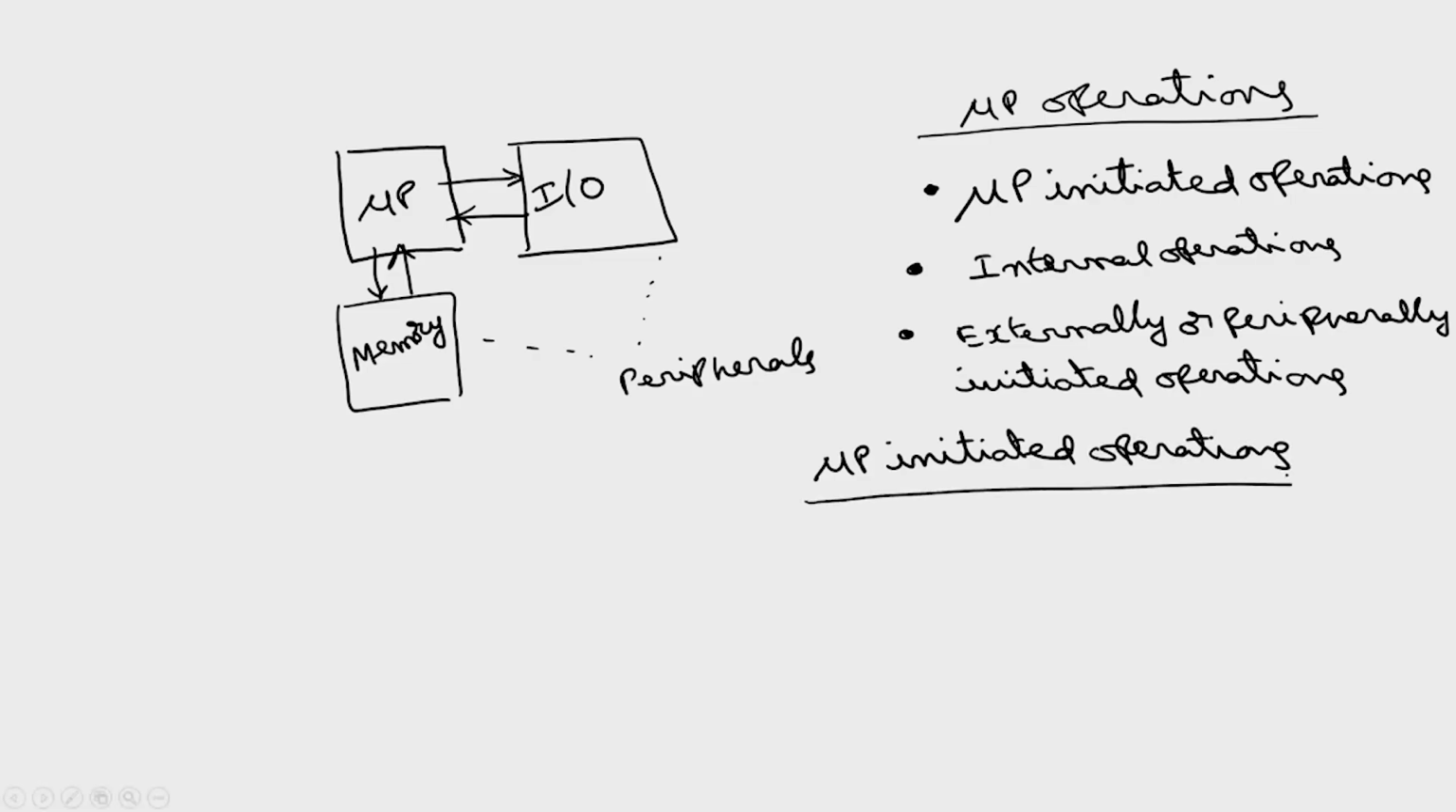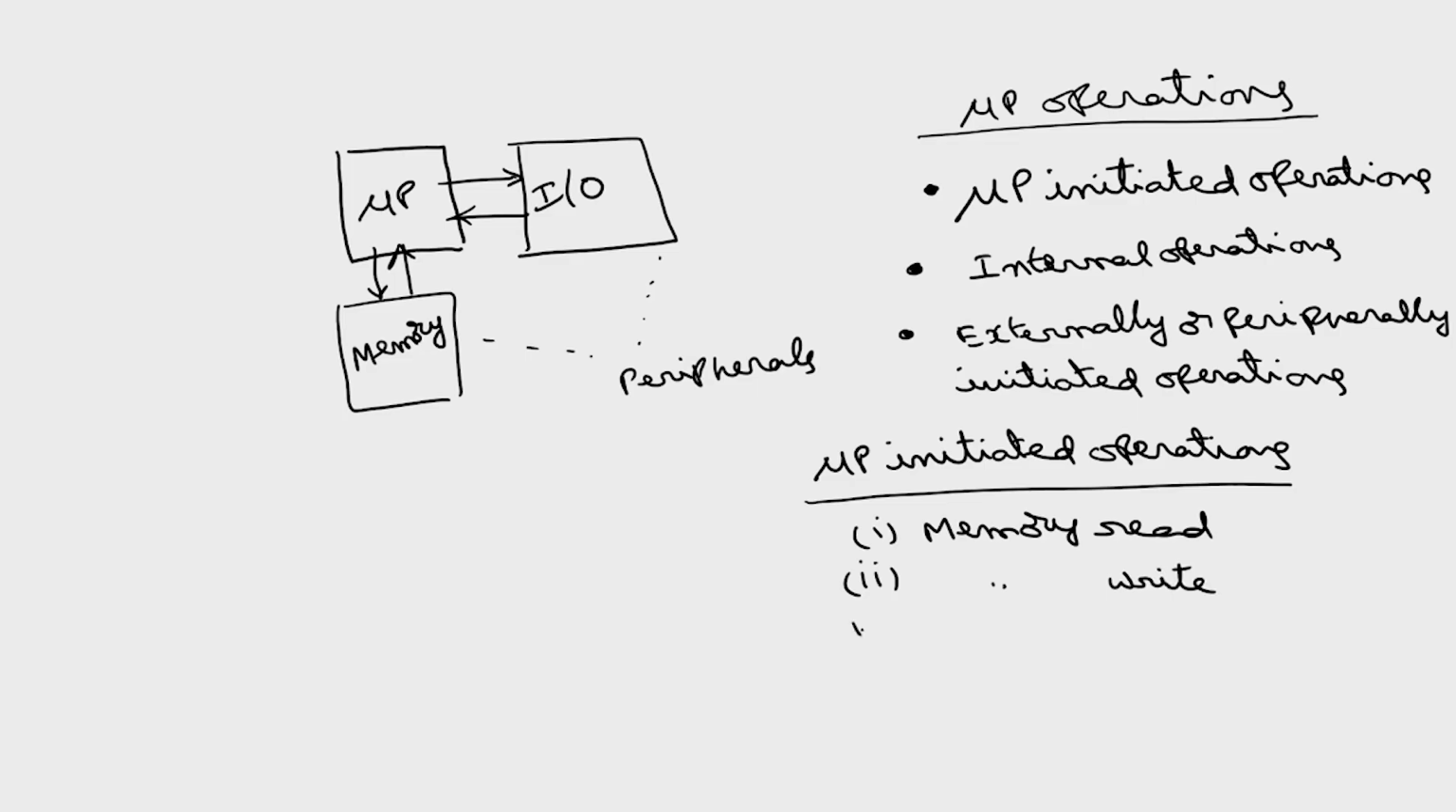Here there are basically 4 microprocessor initiated operations. One is the memory read operation, because this memory is read-write memory. So, you can read the data from the memory or you can write the data into the memory. So, the microprocessor wants to read, the memory read operation. The second one is the memory write operation. The microprocessor can write some data into the memory.